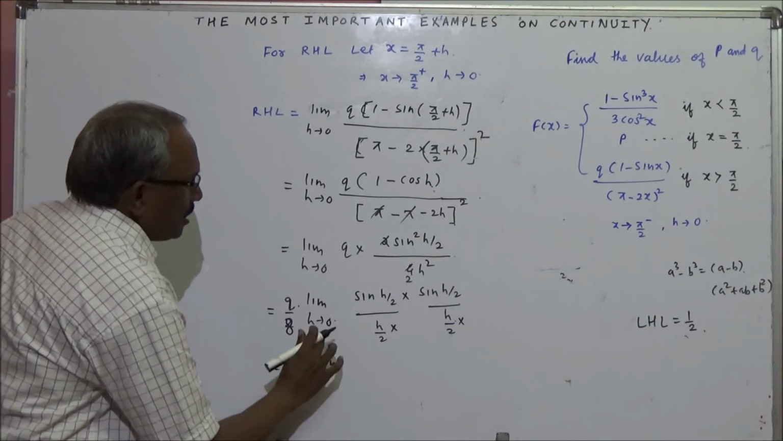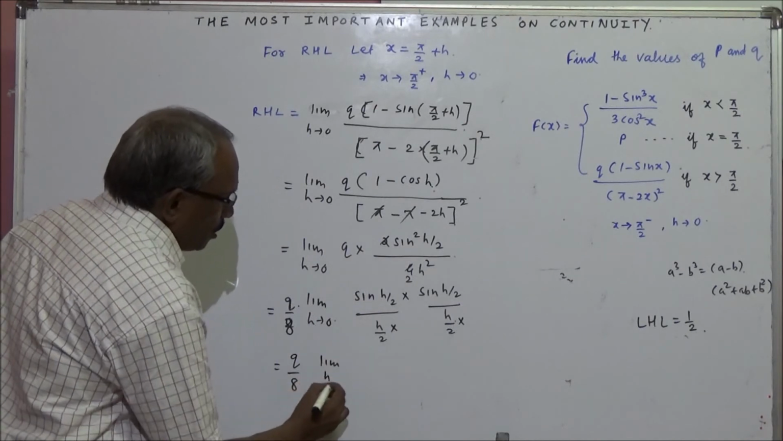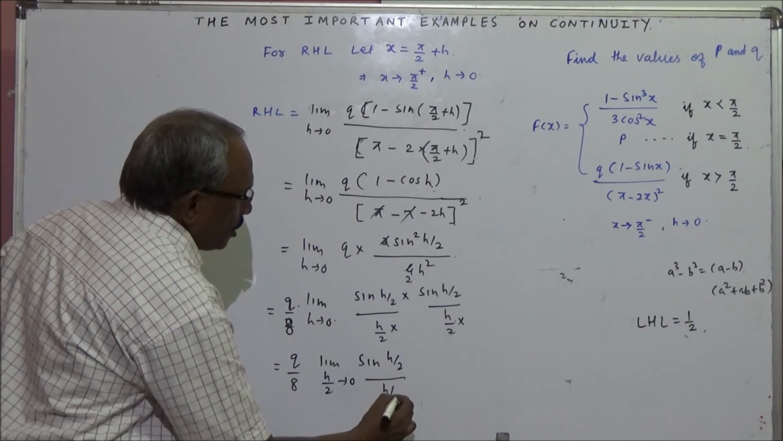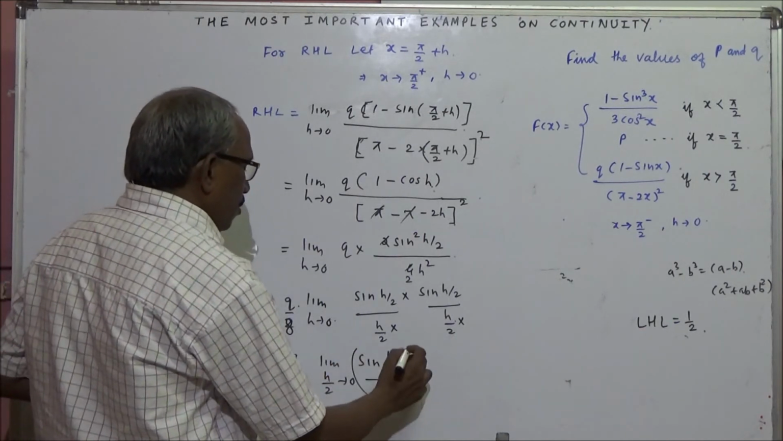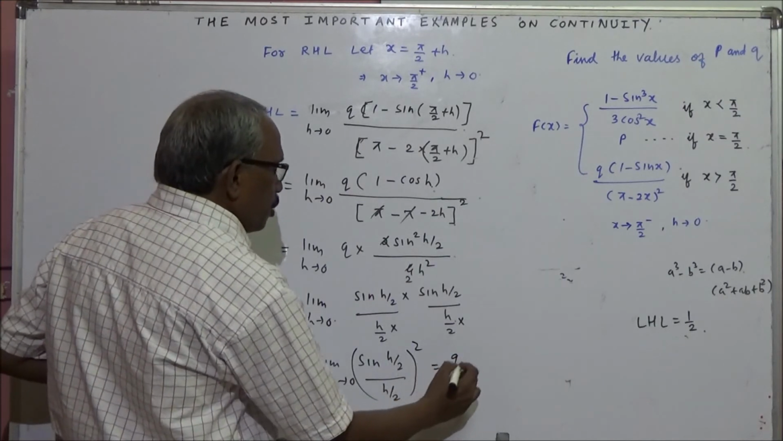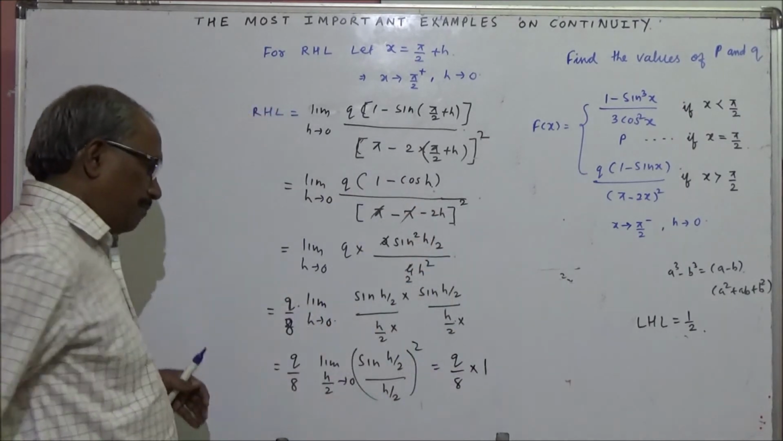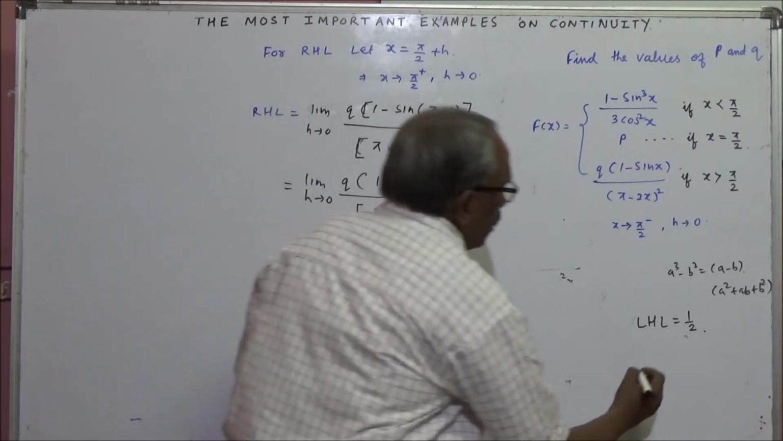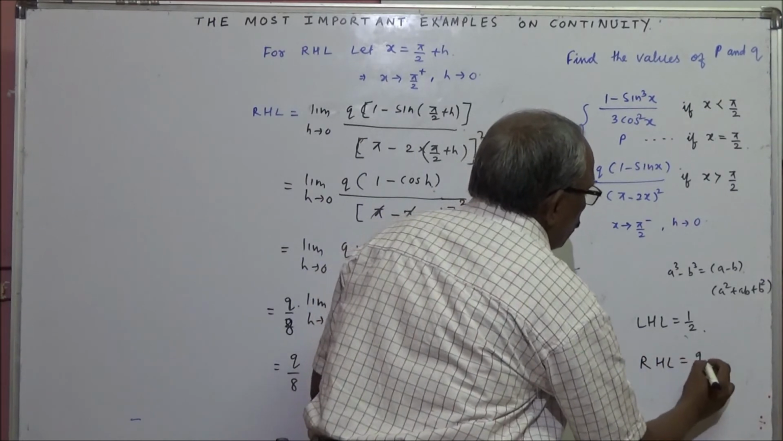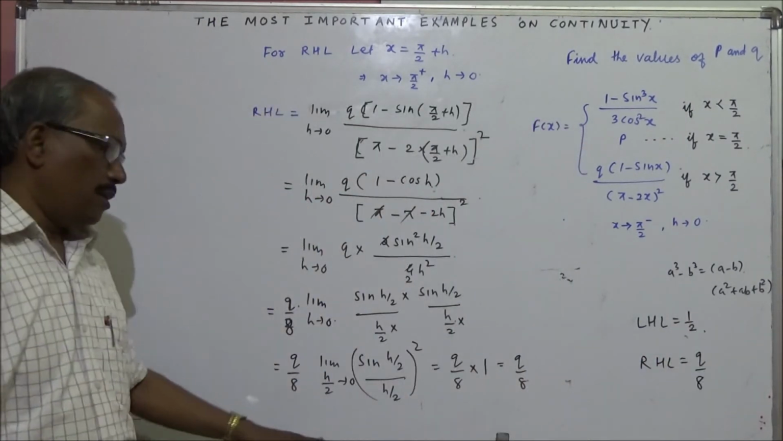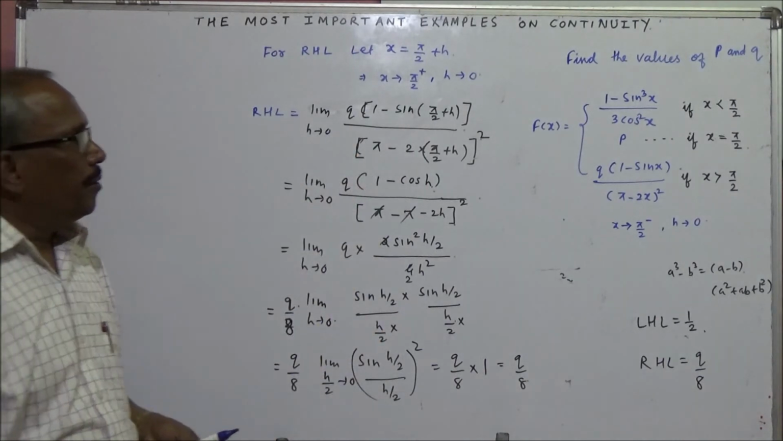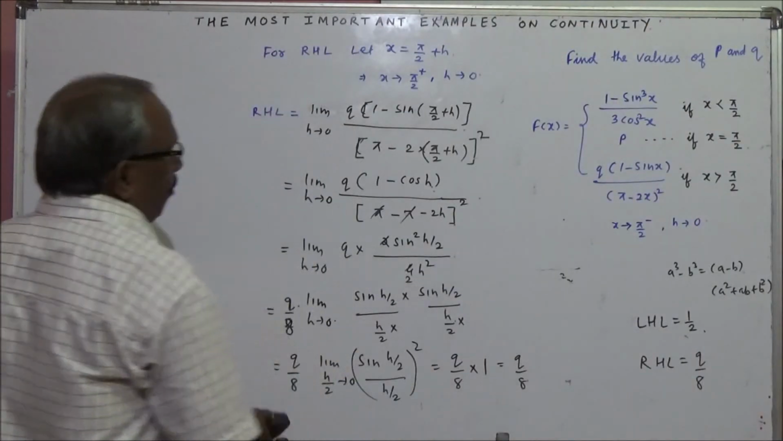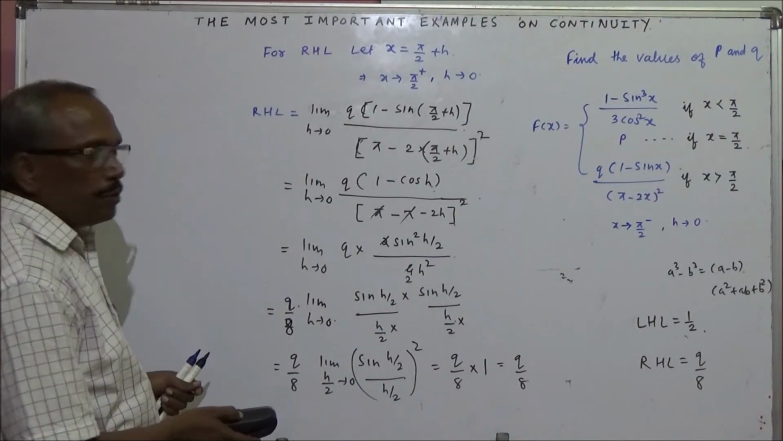So limit as h is tending to 0, h by 2 will also tend to 0. Sin h by 2 upon h by 2, you can take here whole square. So it is q by 8 into 1. So this is equal to q by 8. So that is, right hand limit is equal to q by 8. Okay. Now let us calculate f of pi by 2. We calculate f of pi by 2.